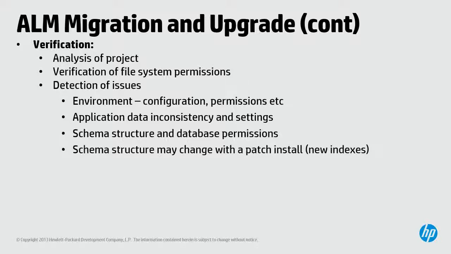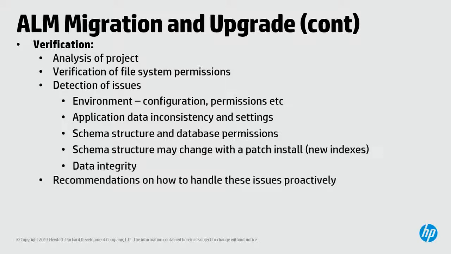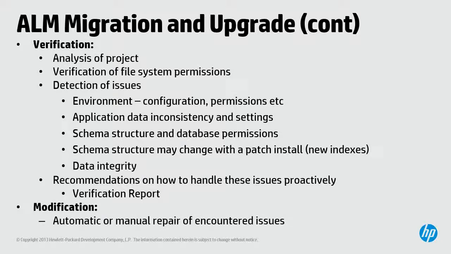I talked about the database schema structure, which may change because we've added an index for performance reasons. This comes about as a patch install. Maybe it's patch 14 for ALM 11 you installed. If you did a verify, you're going to find, boom, that framework param index is now going to want to be added. So it's overall data integrity, and it's basically our recommendations on how to handle issues proactively. In other words, it may detect that there's an issue with the database. It's really not impacting you at present, but at least you can get rid of that problem and move forward. And then automatic repair encountered issues. There are manual ones, but it's usually automatic in most cases.